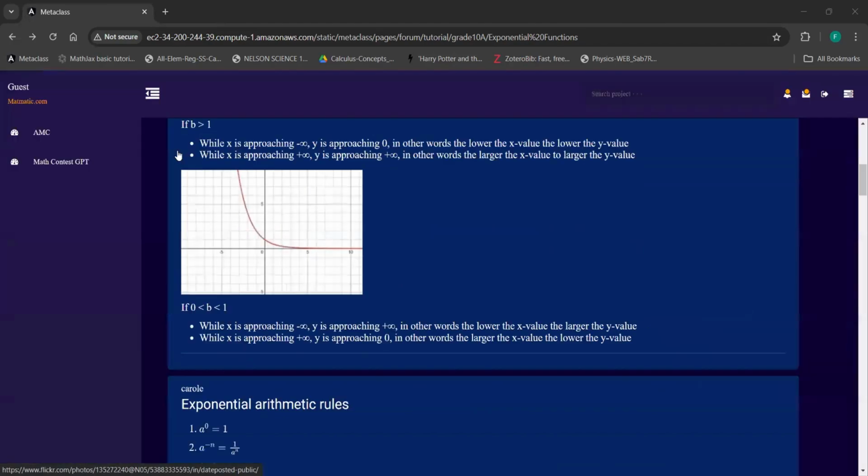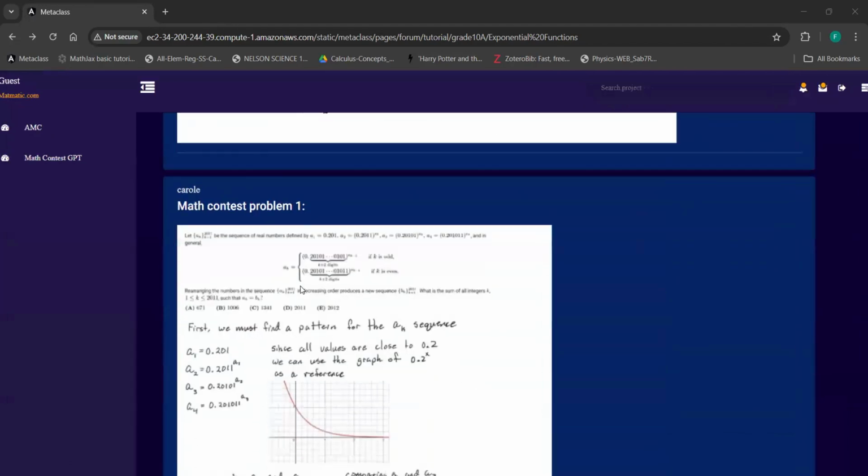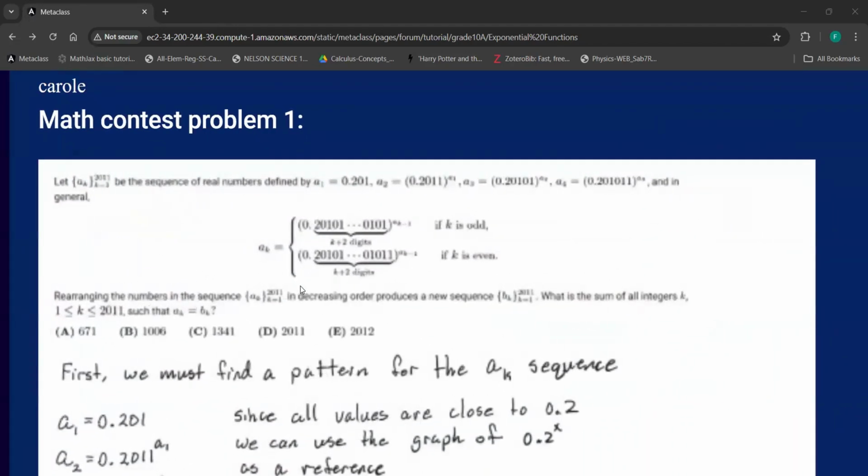Okay, over here. Once again, this is blurry, so I'm going to rewrite this. So a of k, in curly brackets, where k is equal to 1 all the way until 2011. Basically what this notation means is given you have a of k, for the values of k where k is equal to 1 all the way until 2011 inclusive.